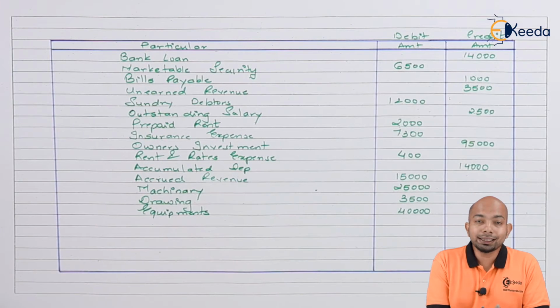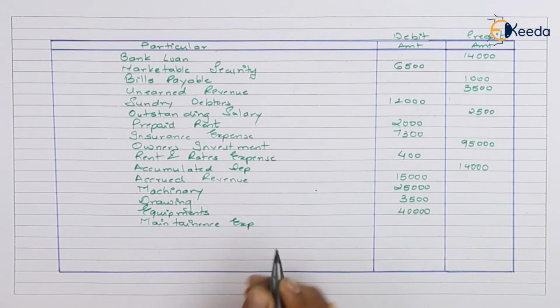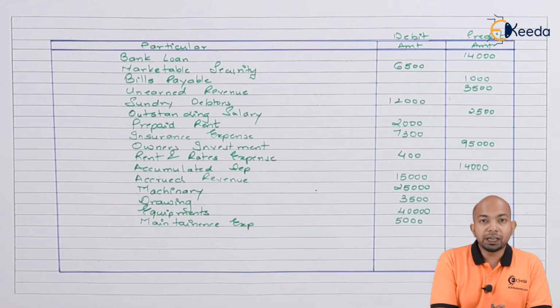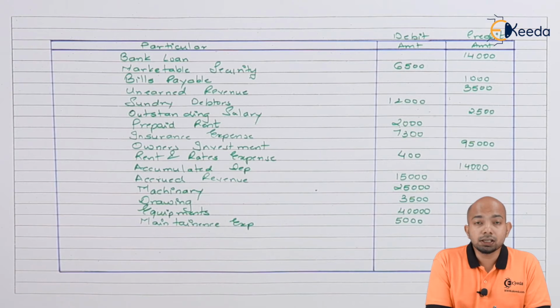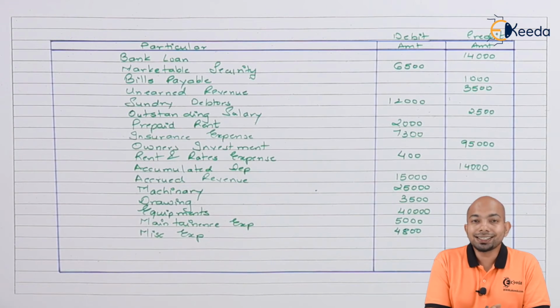Now, equipment is an asset for us. Assets, as you know, will have a debit balance. Hence, the amount has been mentioned on the debit side. Maintenance expense is an expense. That's the reason all expenses have a debit balance. The amount has been mentioned on the debit side here. Miscellaneous expense, being an expense again, will be mentioned on the debit side.